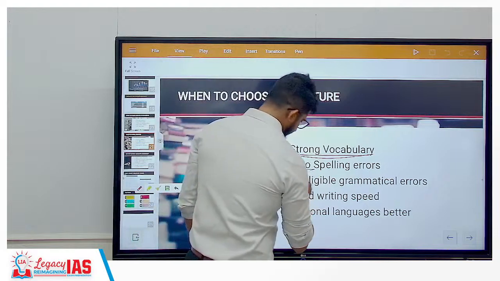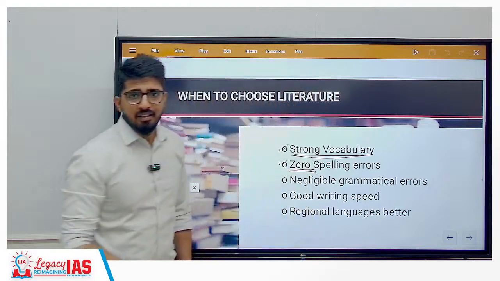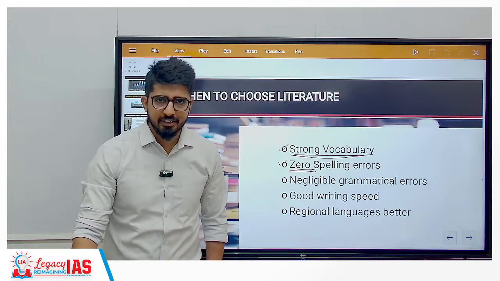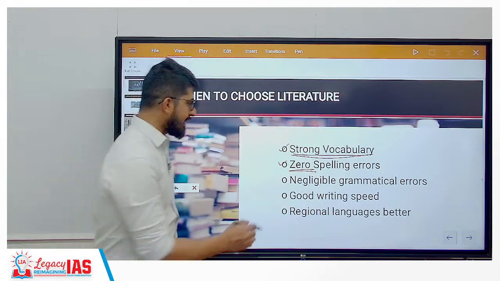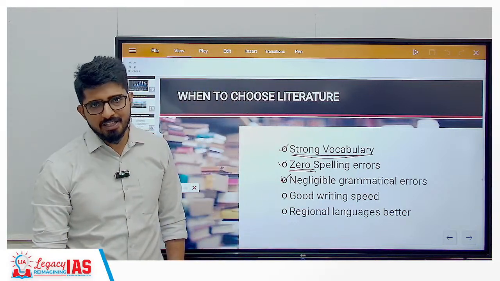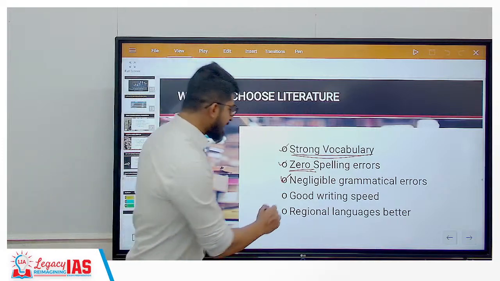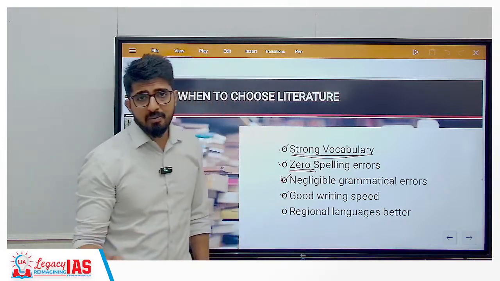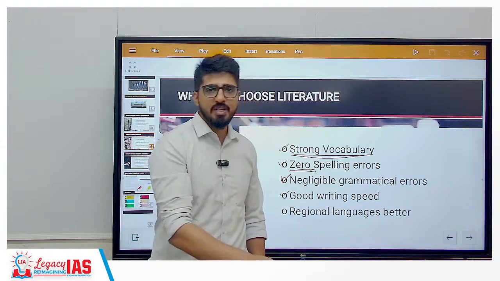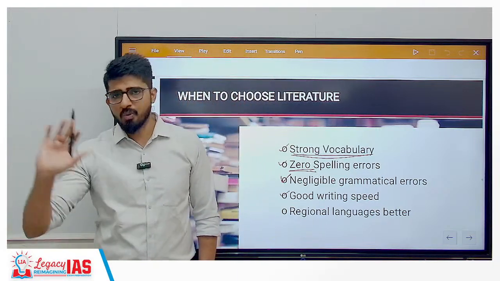Zero spelling errors. Near zero, almost near zero, I would say. Grammatical errors should be negligible, almost zero. Good writing speed, which is equivalent to that of English. Why? Because you have to write the same number of words in your literature optional as you write in any other optional.